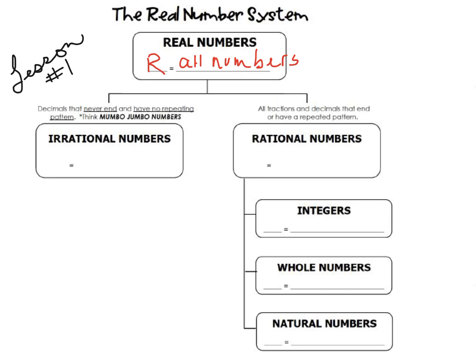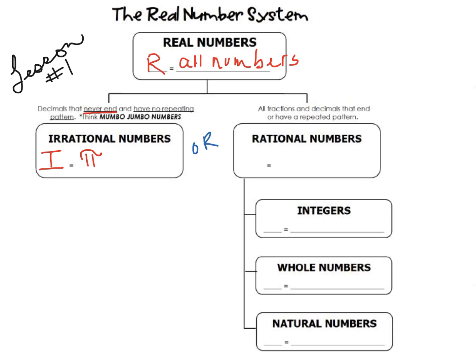You are either going to be rational or you're going to be irrational. So that might be similar to being I'm a boy or I'm a girl. So we're all human. Some of us are boys, some of us are girls. Irrational numbers, the symbol for that is a capital I. And some examples would be pi. Why is pi an example? Pi is a decimal that never ends, and that is what it says right there in the description of irrational.